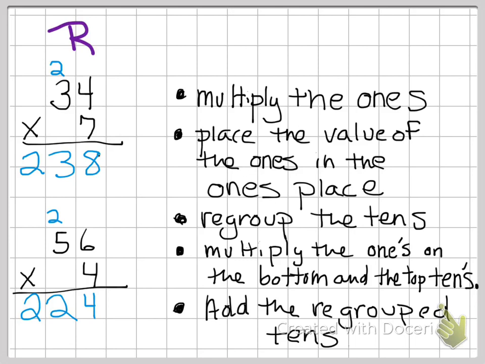This, my friends, is the way your parents learned how to multiply. This is the traditional algorithm for multiplication. Now let's do some practice problems for homework.